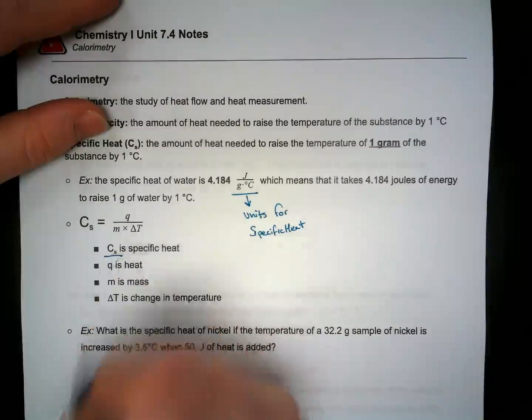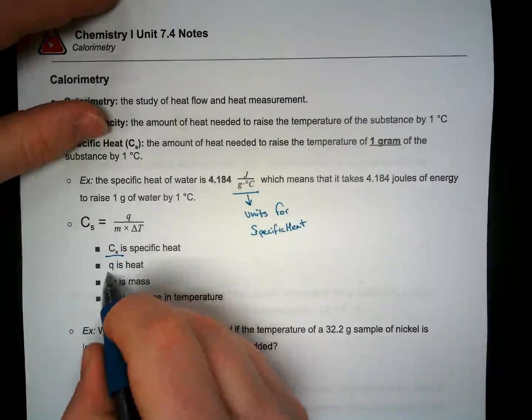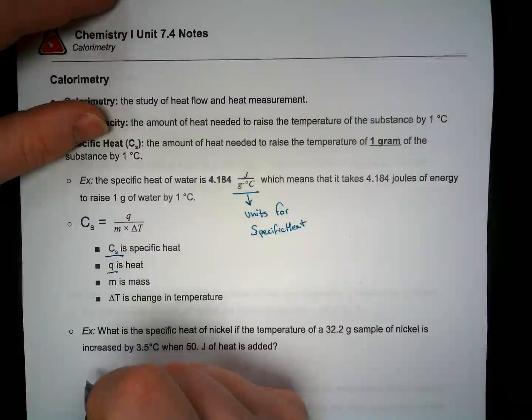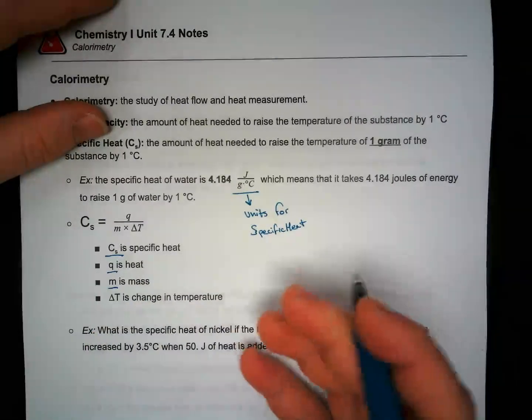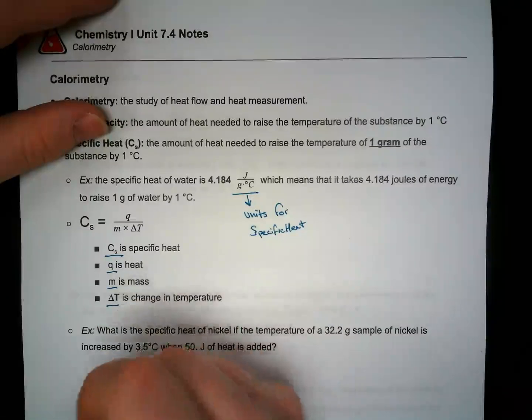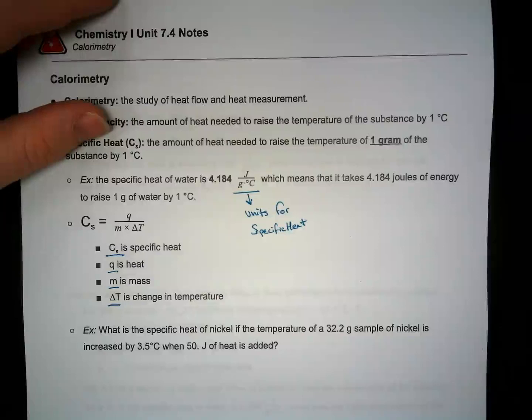Again, here we have C sub S as specific heat. We've seen that before. We're adding this new variable into here. Heat is going to be measured in joules, which we know, but it's going to be labeled with Q. M, seen this before, is for mass. And then delta T is just the change in temperature.